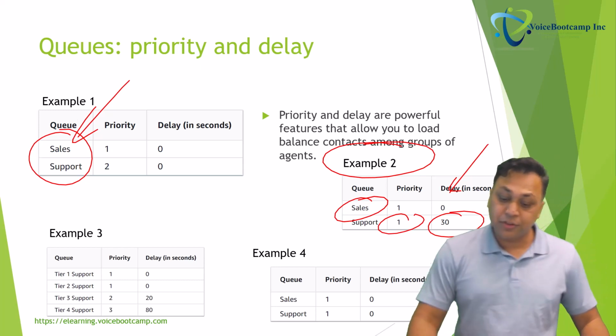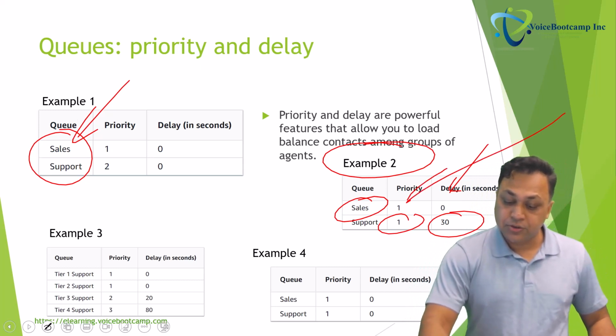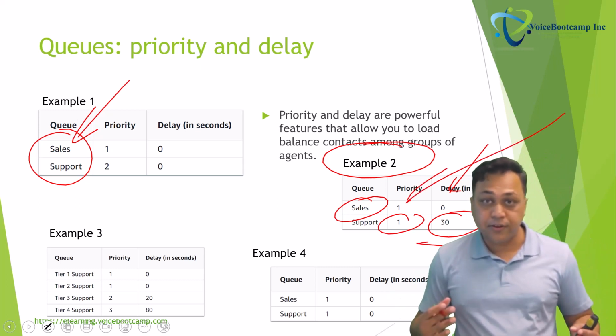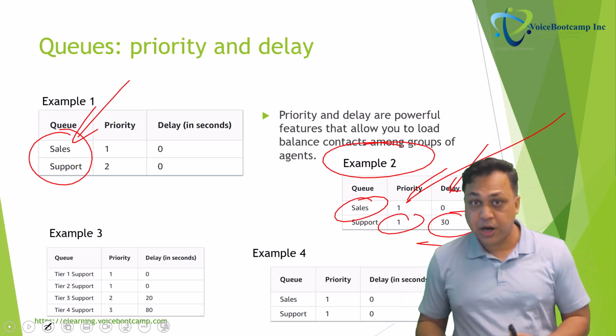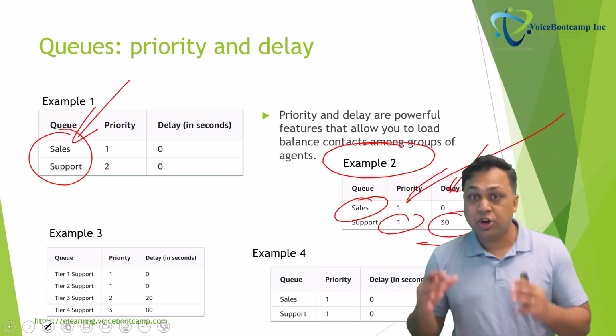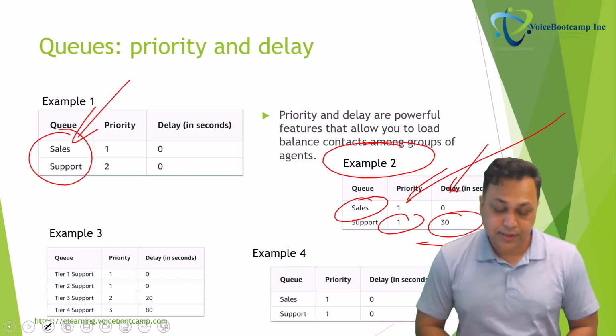So in that scenario, after 30 seconds, any call coming into sales and support will just go in round robin fashion because they both have the same priority. But initially, the contact has to wait in the queue for 30 seconds.